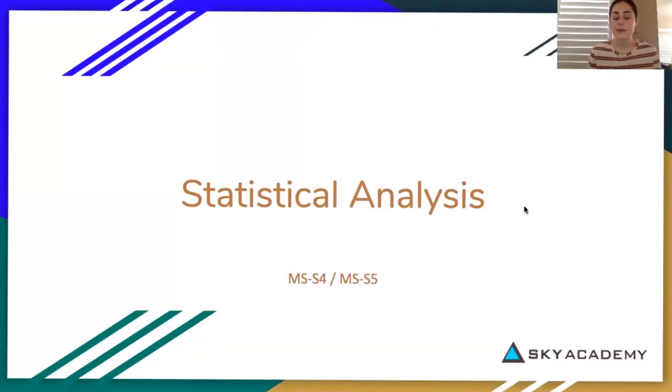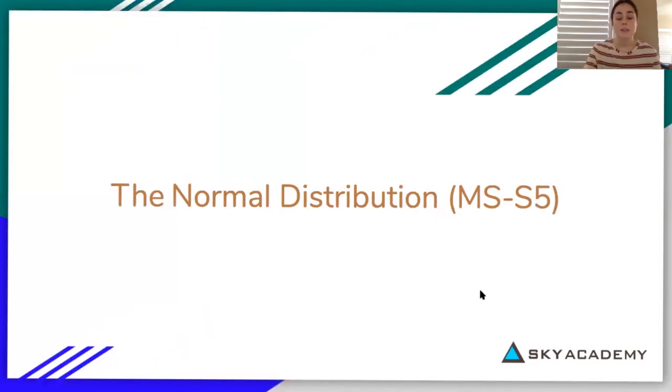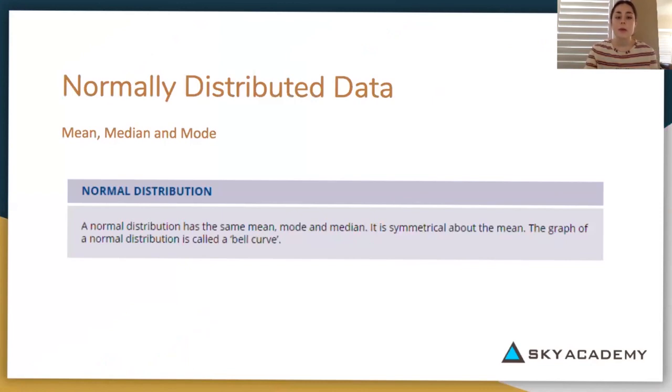In this series, we're going to be looking at the MS5 series, which is normal distribution. And so in this video, we're just going to talk about what normally distributed data looks like. So the normal distribution is when there's the same mean, mode, and median. It is symmetrical about the mean. And the graph of normal distribution is called a bell curve.